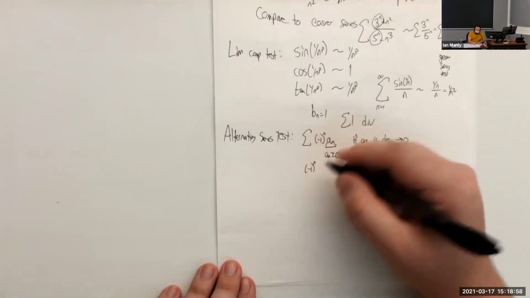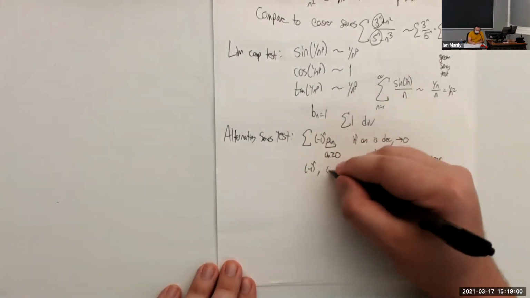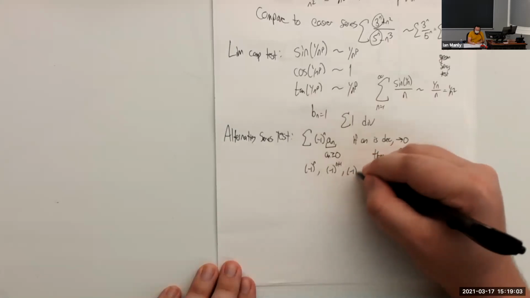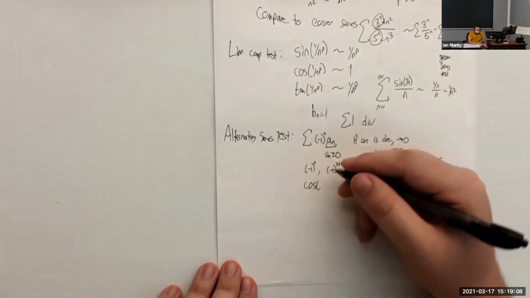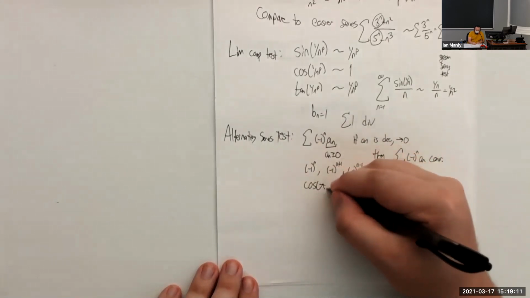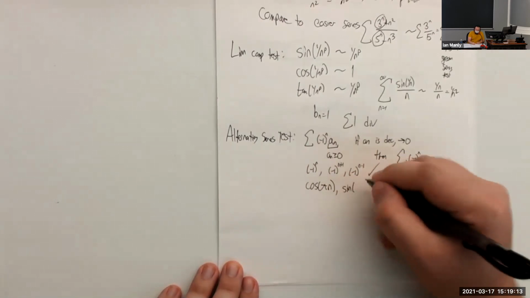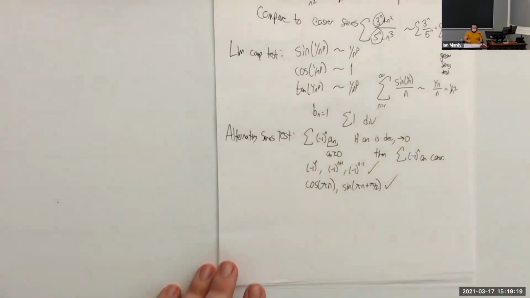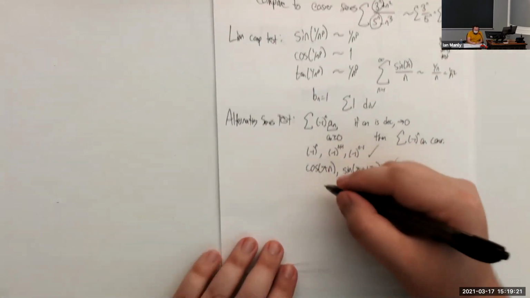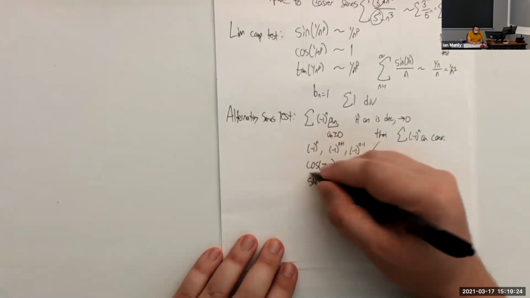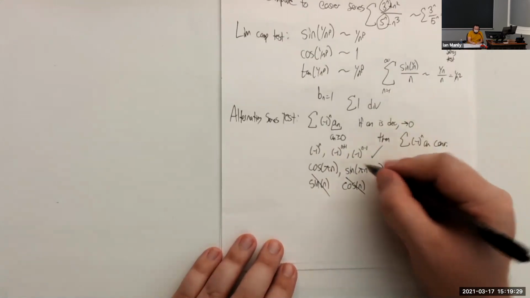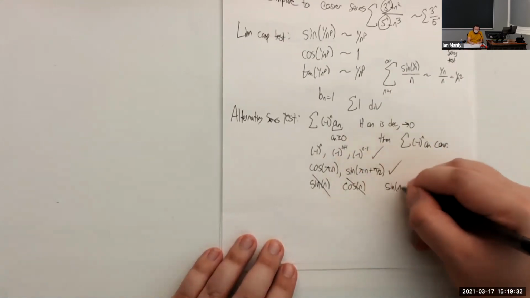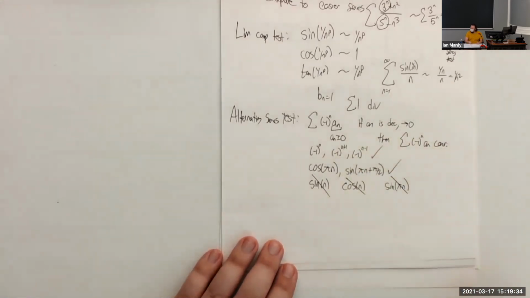So -1 to the n, obviously, is our kind of basic one. But these are also okay. So all of those are okay. There are some with trig functions. Cosine of pi n and sine of pi n plus pi over 2. Those are okay. But some things that aren't okay are just sine of n. That's not going to work. Cosine of n, that will not work. If we flip the inside of these, like sine of pi n, that's not going to work.